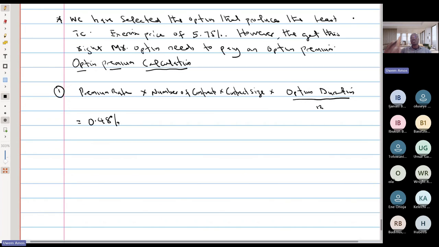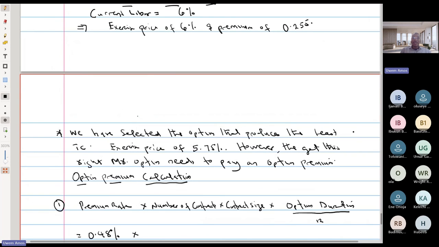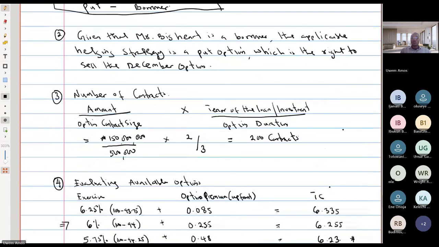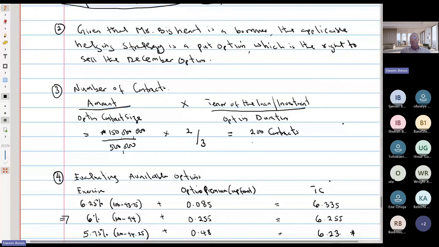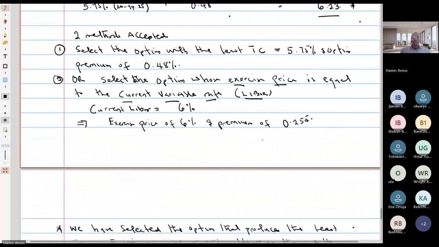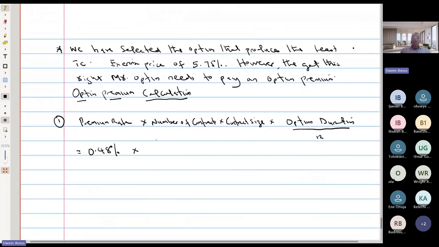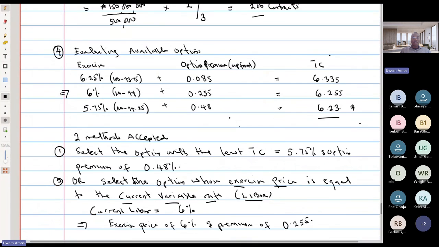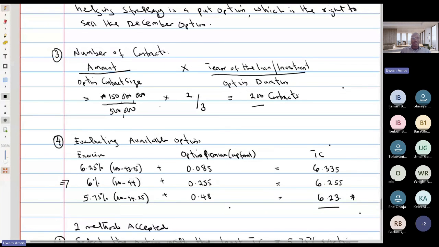So it's 0.48%, which would be 0.48 divided by 100, multiplied by the number of contracts. How many contracts is Mr. Bighart selling? 200 contracts. Contract size. What is our option contract size? We use it when we're calculating the number of contracts. The contract size is 500K.